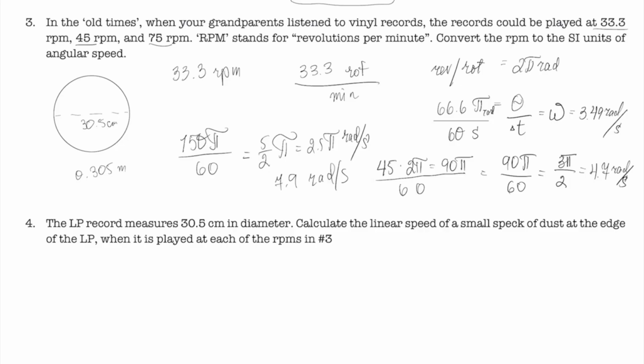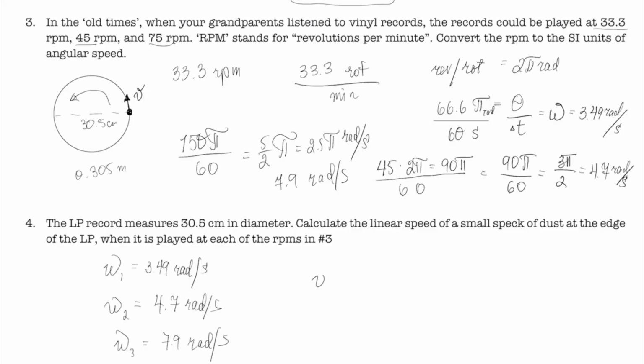I'm asking you, what would be the speed, the linear speed? So I'm asking you, what is, let's say it's rotating this way, what is the V of that speck of dust if it's spinning at all of those omegas? So omega 1 we figured out to be 3.49 rads a second. The second one we had, omega 2, was 4.7 rads a second. And then finally we had omega 3 as 7.9 rads a second.